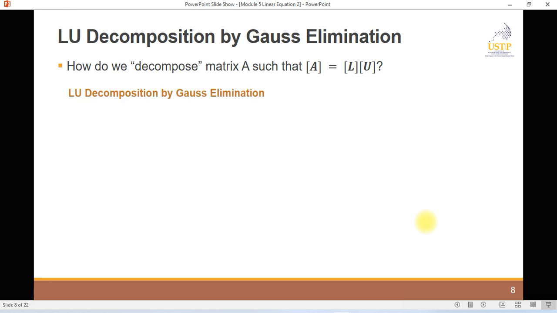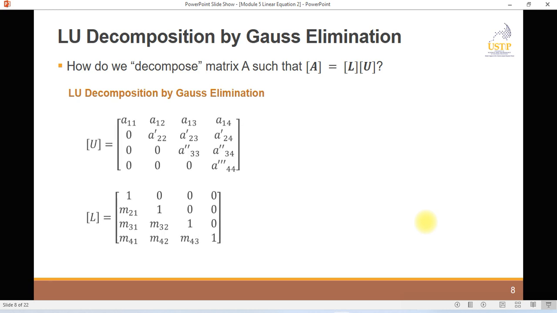U? So we can use LU decomposition by Gauss elimination. So let's say we have this matrix equation. We have U equal to A11, A12, A13, A14, A22, A prime 22, A prime 23, A prime 24, A double prime 33, A double prime 34, and A triple prime 44. And then L is equal to 1000, M21, 100, M31, M32, 10, M41, M42, M43, 1.